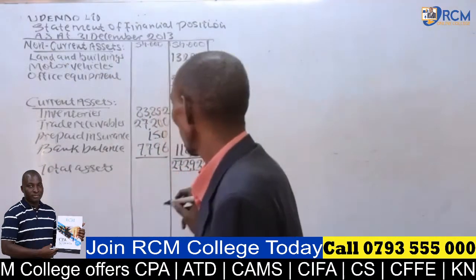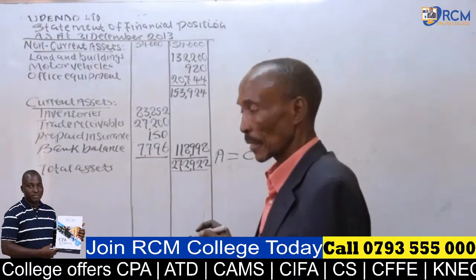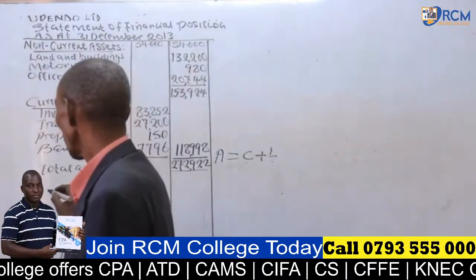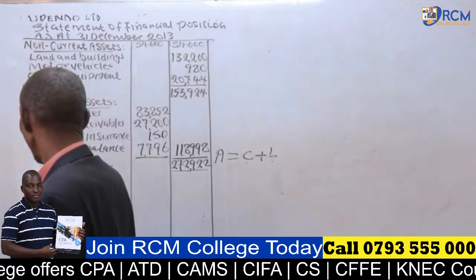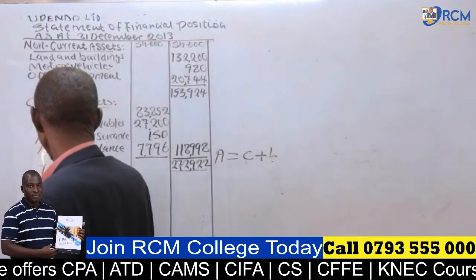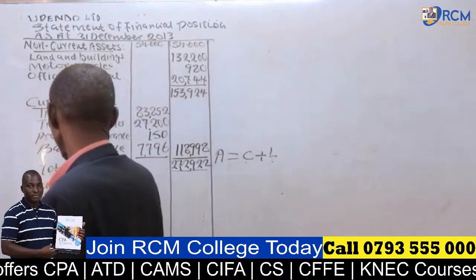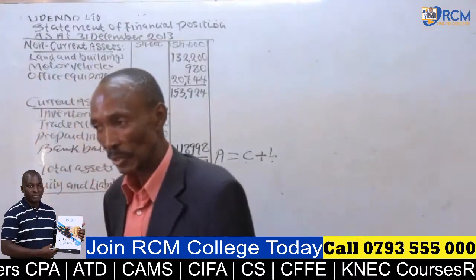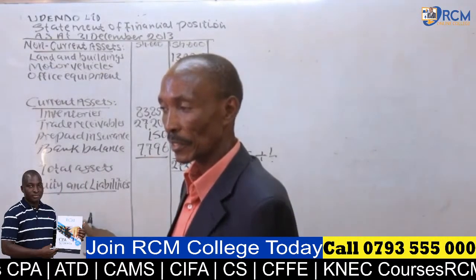Total assets. Now, remember the accounting equation, assets equal capital plus liabilities. Capital here is the equity. Then we have the liabilities. So the big title here will be equity and liabilities. The main title there will cover now shareholders' equity, non-current liabilities and current liabilities.